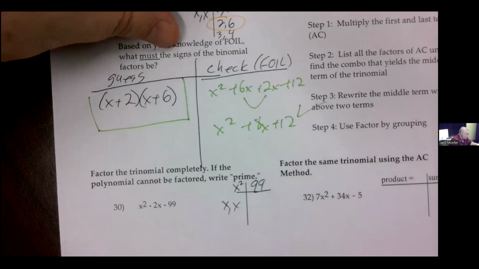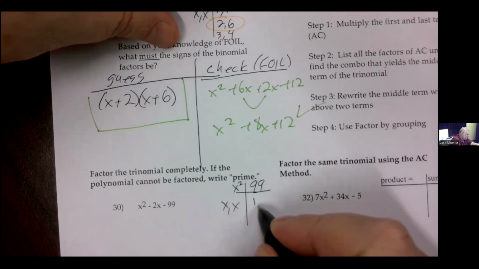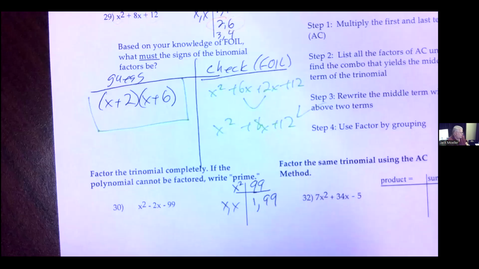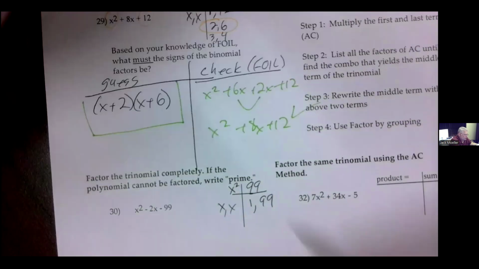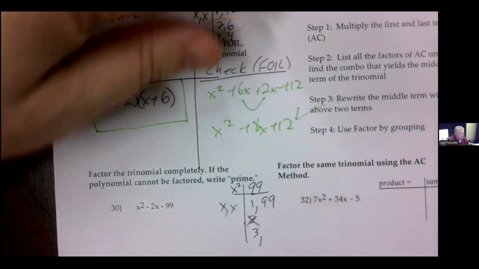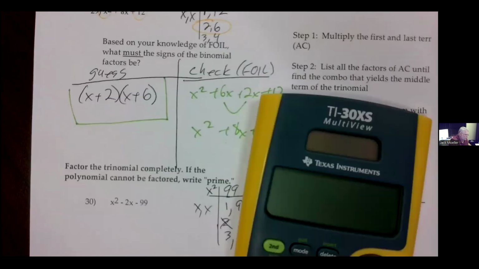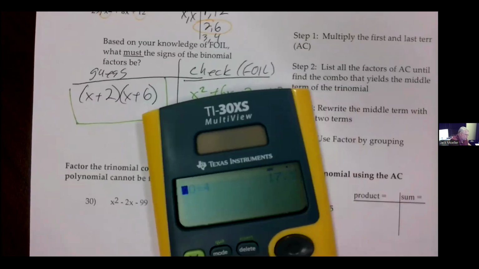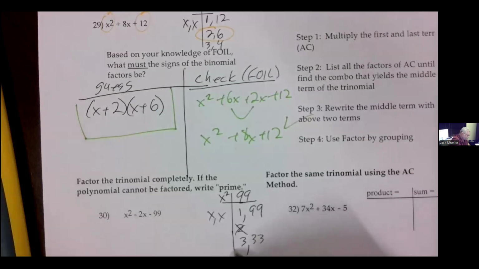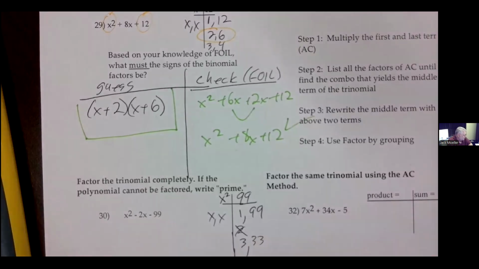Now 99, again, let's go in order. The 1 and 99. It's not even, so 2 is not going to go into it. So 3, and again, don't forget you do have calculators, so if you need them, feel free to use them. It's not a bad thing. 4 is not going to go into it, so no even number is going to go into it. 5 is not going to go into it.